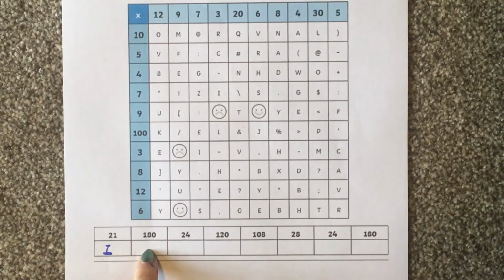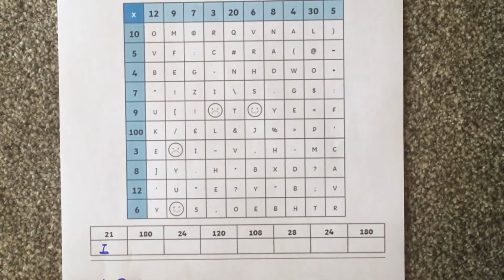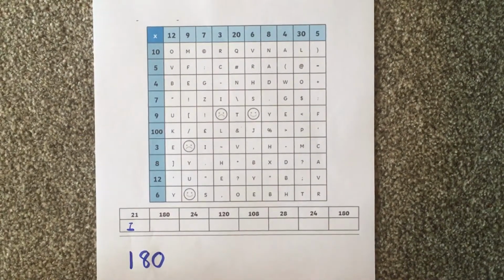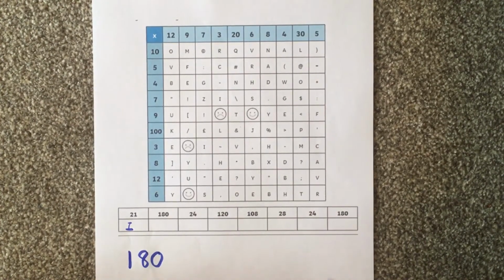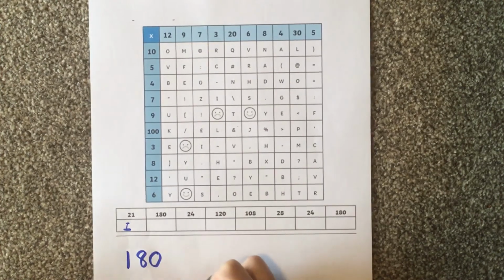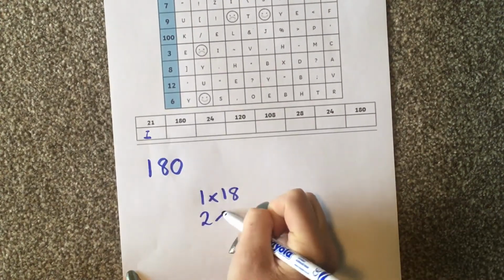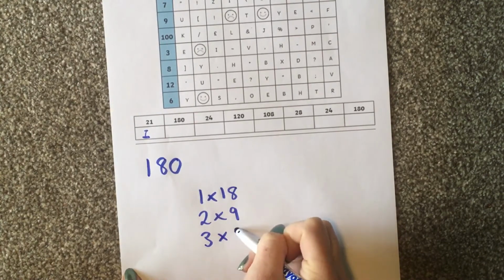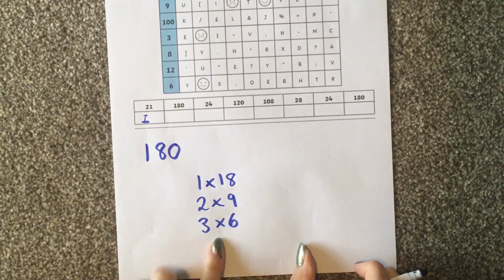The next number is 180. Now for this one, if I'm trying to find factors of 180, I can think to myself, well, 180 is a little bit like 18. And if I think about the number 18, I know that I could have 1 times 18. I could have 2 times 9. I could have 3 times 6.